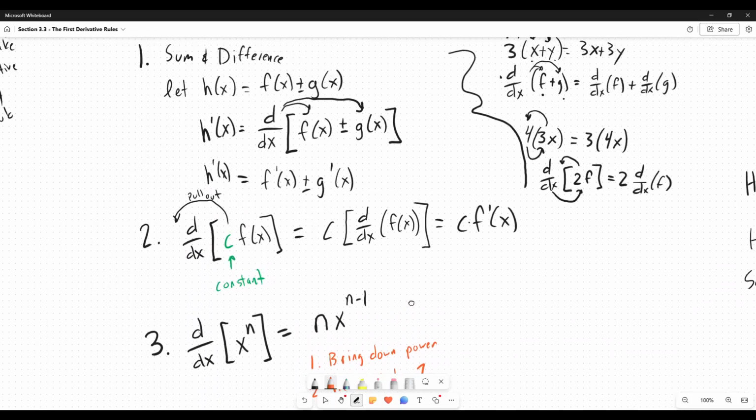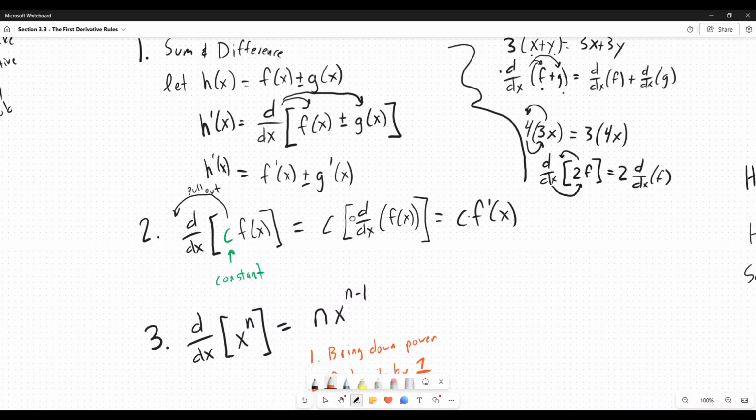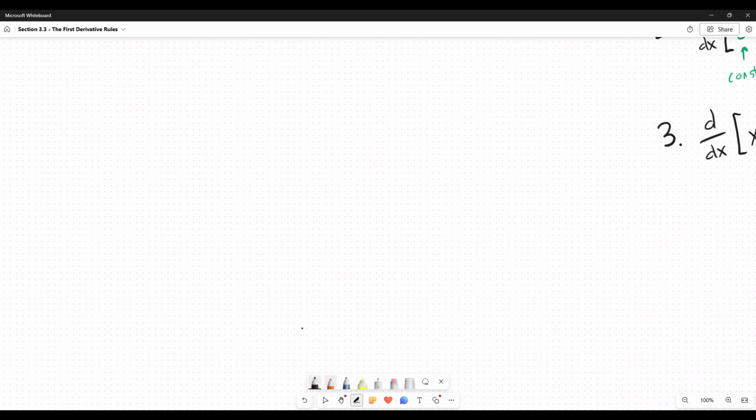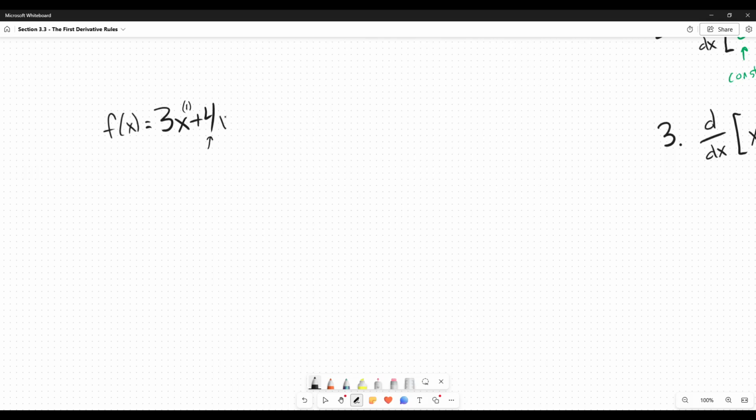Now, with just these three rules, you would not believe all of the different functions that we can find derivatives of. It really is quite amazing. So, let's talk about some. So, remember 3x plus 4? We can rewrite this. Reminder, there's an understood power of 1. Now, this constant term also has a power. It's just x to the 0.